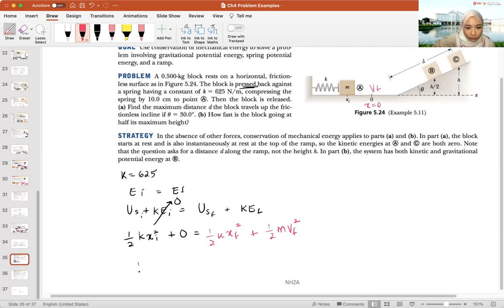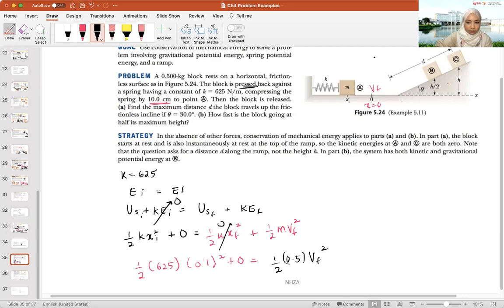Okay, so kita tahu 1 over 2, K is 625, XI is 10 centimeter, so that is 0.1 squared plus 0, 1 over 2, 625, kita tak payah kira sebab kosong. So that is equal to 0 sebab kita back to equilibrium. Betul lah, back to equilibrium. So this is 0, 1 over 2, M is 0.5, and V final is what we don't know. Tapi this is the V final at 0.